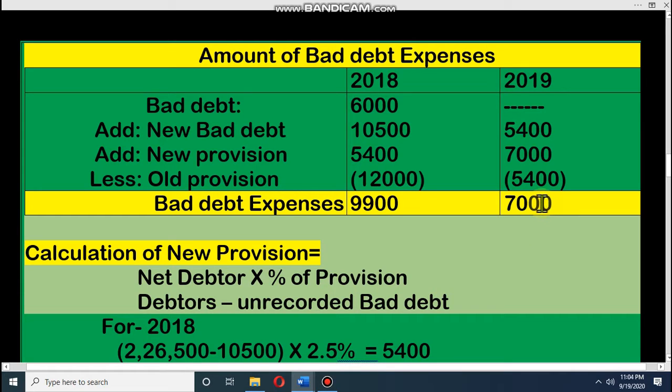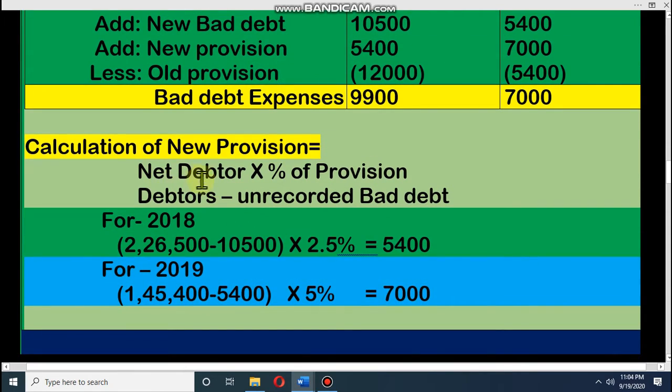Dear student, all of you understand how we can calculate bad debt expenses. Again I am telling you, you have to memorize: bad debt plus new bad debt plus new provision less old provision. If you memorize this, you just have to put in the value for each year, then you will find the bad debt expenses. And the calculation of net debtors I have also shown you: debtors minus unrecorded bad debt. In some other math, there will be some other adjustment. Inshallah, we will show it in that math also.